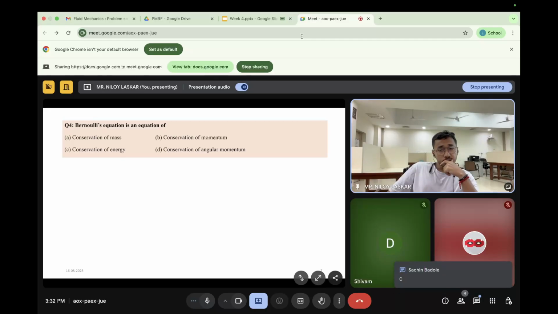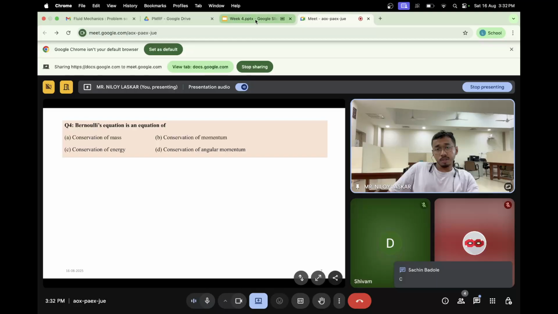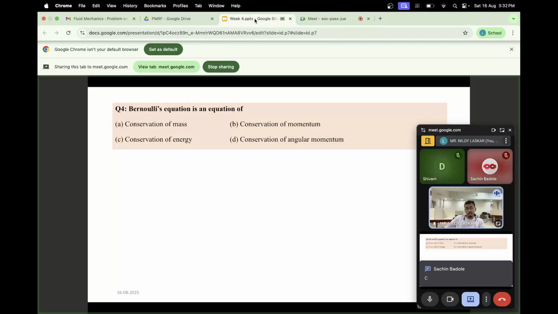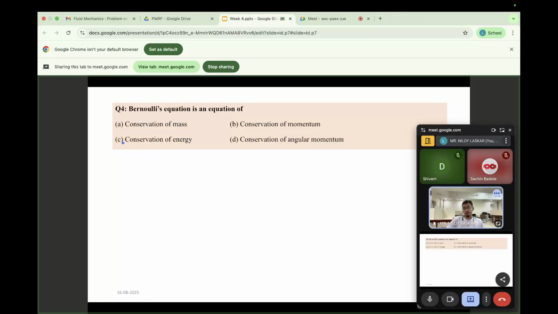Yes, very good. Both of you have answered it correctly. So that is the conservation of energy. Why? Because I have told you there is a summation of the pressure energy plus kinetic energy plus potential energy or datum energy related to the datum head. That's the significance of this Bernoulli equation.